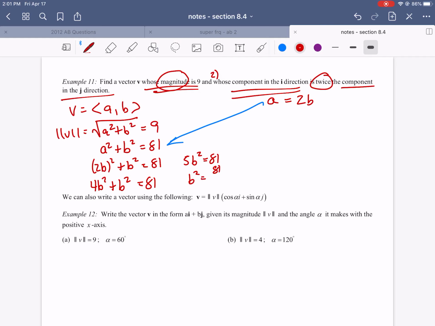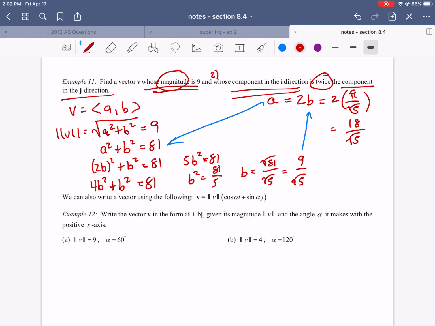So b squared is going to equal 81 over 5, which means that b is going to equal the square root of 81 divided by the square root of 5, which means we're going to have the square root of 81, which is 9, divided by the square root of 5. Okay, once I have b, I am now able to take that and go back up here in order to get a. And so a is going to equal 2 times 9 over the square root of 5, which will be 18 over the square root of 5.